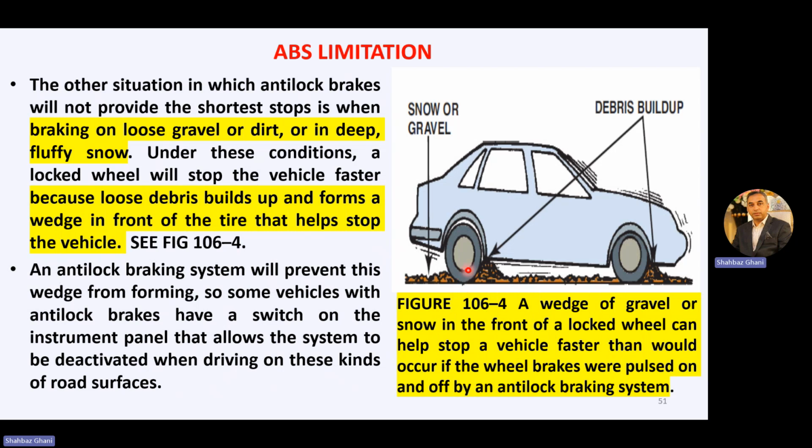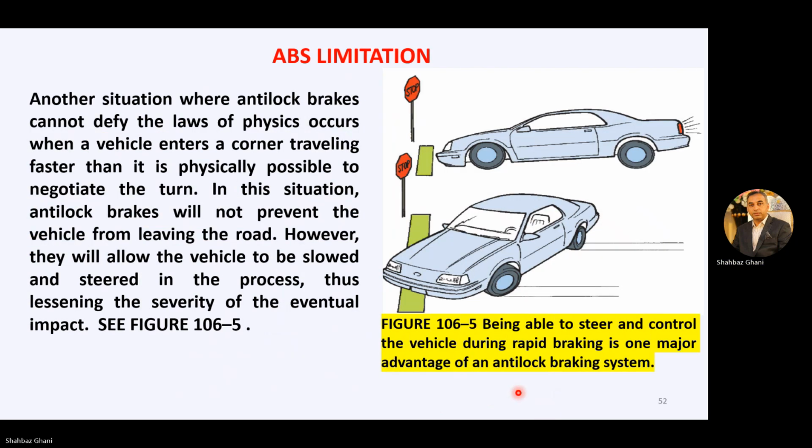and we can have the conventional braking system, in which a wedge is formed on loose gravel, dirt, or deep fluffy snow. A wedge of gravel or snow in front of a locked wheel can help stop a vehicle faster than would occur if the wheel brakes were pulsed on and off by the anti-lock braking system.